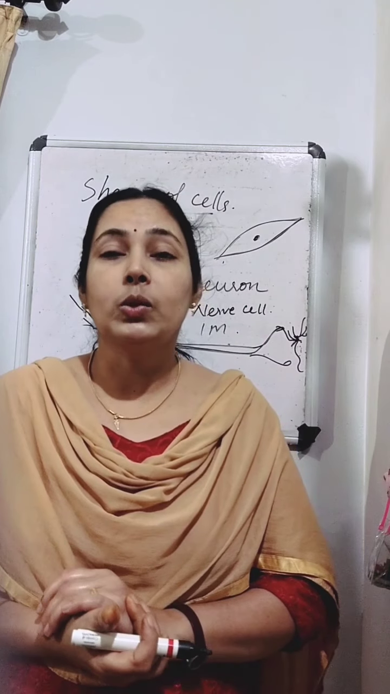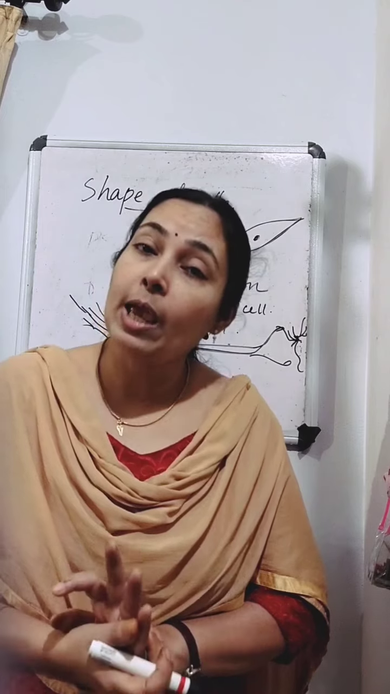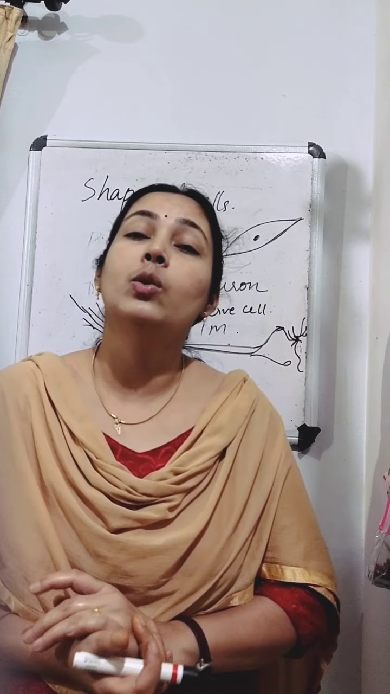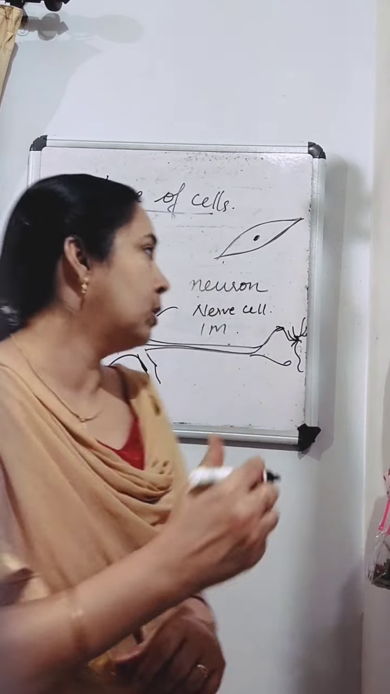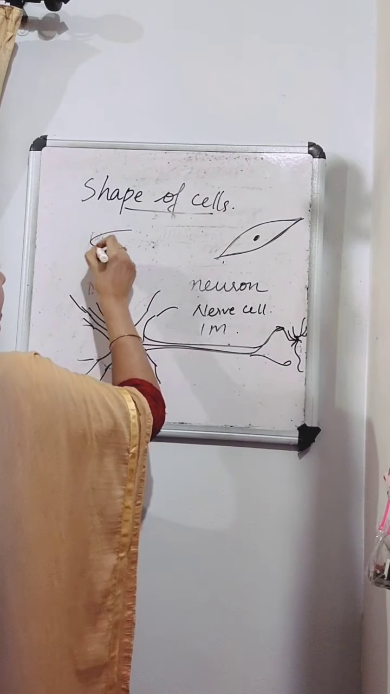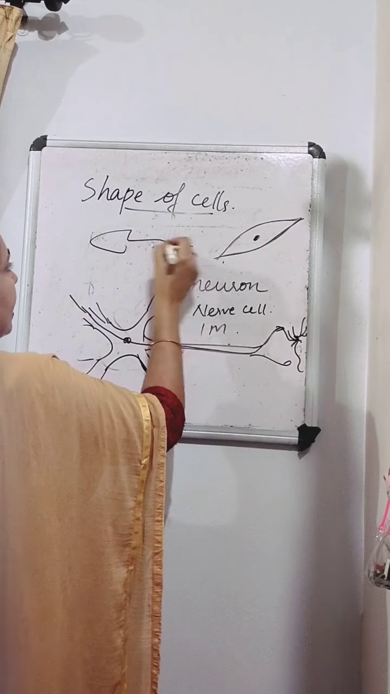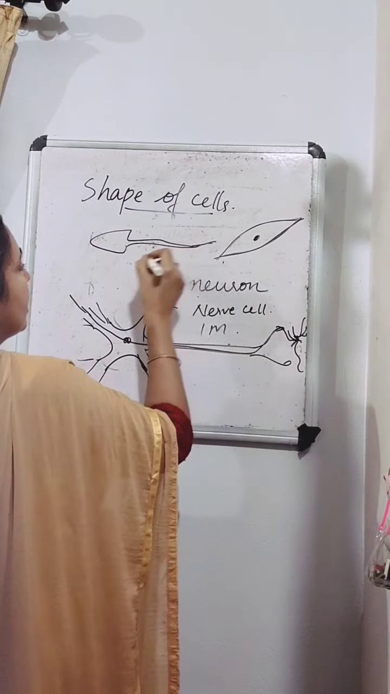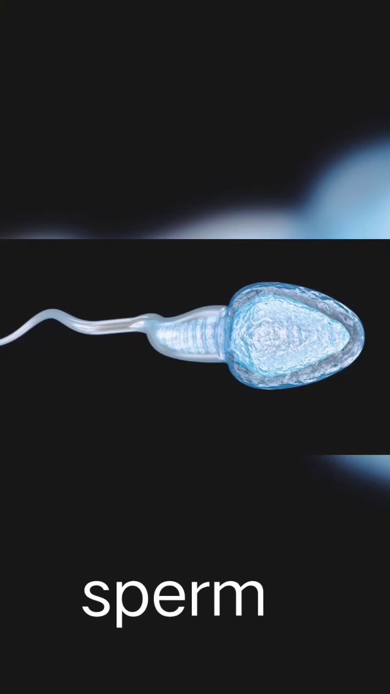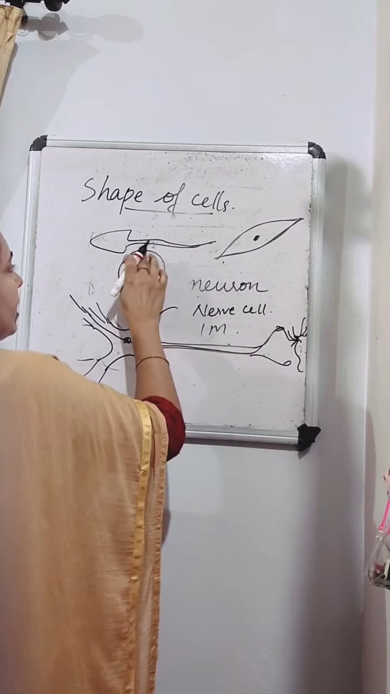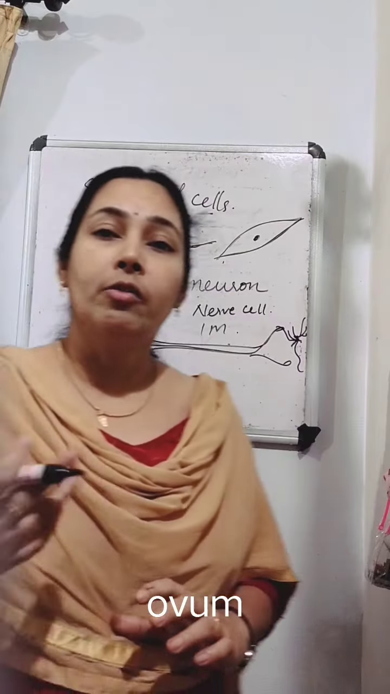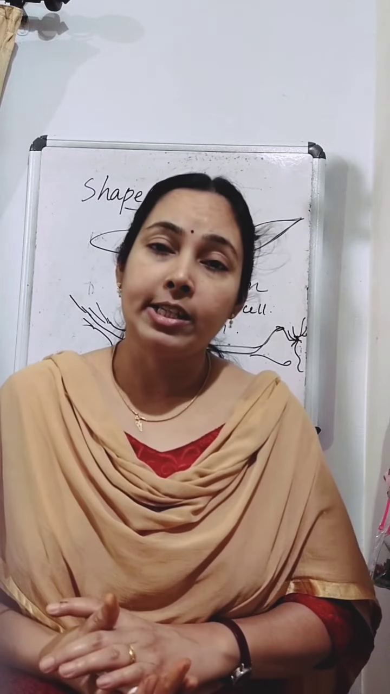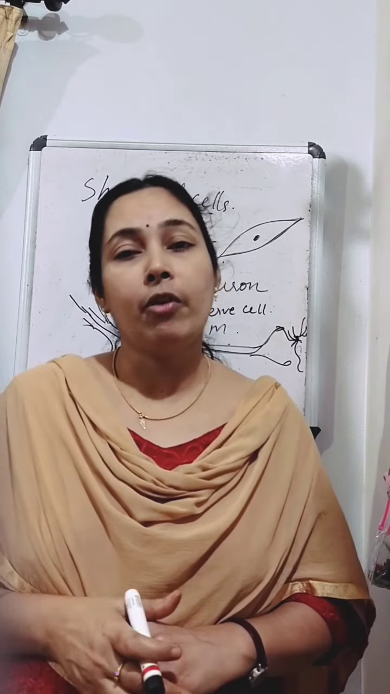Okay, so this shows that the shape of the cells is related to their functions. Then we know sperm cells. What is their shape? They have a head-like structure and a tail-like part. Then the ovum, what is its shape? It is round in shape. So different cells have different shapes based on their functions.